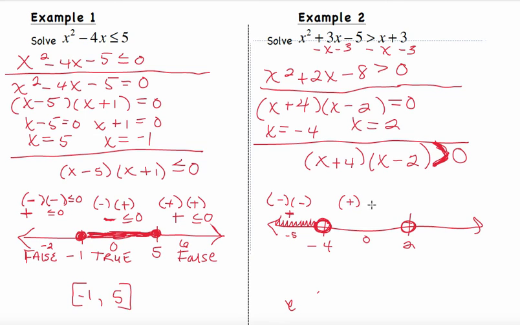Okay, and then I'm going to plug a 0 in for x minus 2, and I get a negative number, and a positive times a negative is a negative, and is a negative greater than 0? No, so this is a false region in here, and over here at the end I am going to plug in a 3. We're substituting a 3. 3 plus 4 is a positive result. 3 minus 2 is positive, and my overall result is a positive times a positive, which is positive, and is a positive greater than 0?